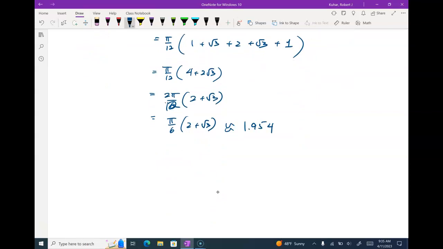So closer to 2 than what we got when we did 4 rectangles. And of course, ultimately, when we go to an infinite number of rectangles, we get exactly the area of 2.